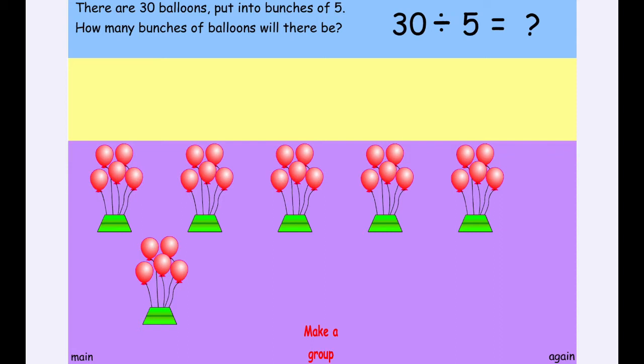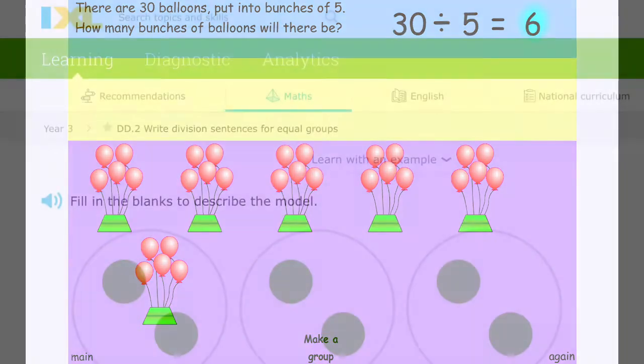How many bunches of balloons were there? 1, 2, 3, 4, 5, 6. 30 divided by 5 equals 6.